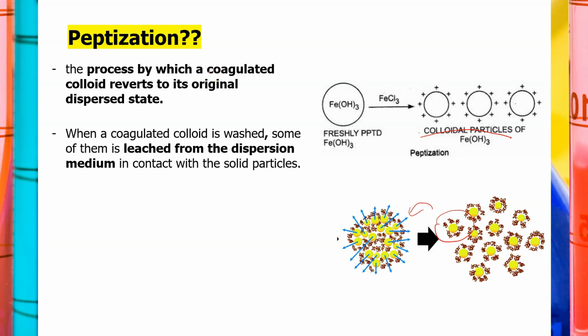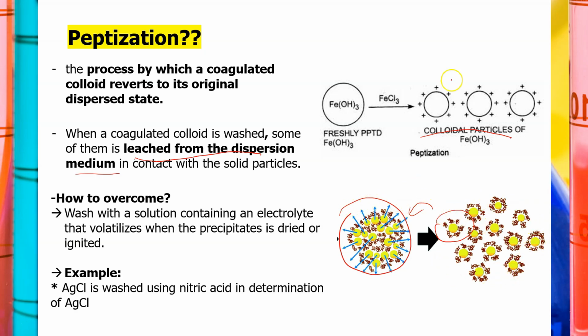This process can also occur when a coagulated colloid is washed, when some of the electrolyte is leached from the dispersion medium. For example here, when this particle is washed using a washing agent, it can disperse again to form small particles. So how do we overcome this process?